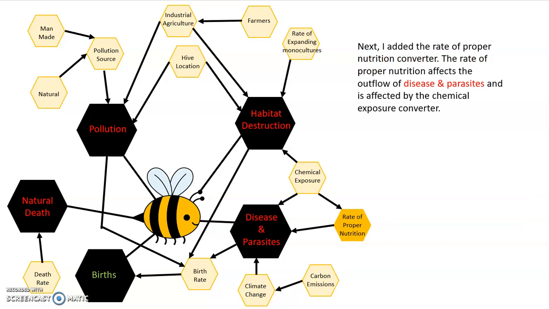Next, I added the rate of proper nutrition converter. The rate of proper nutrition affects the outflow of disease and parasites and is affected by the chemical exposure converter.